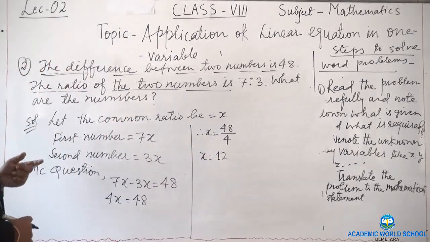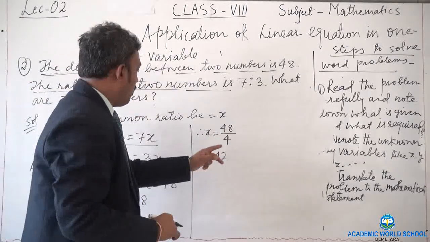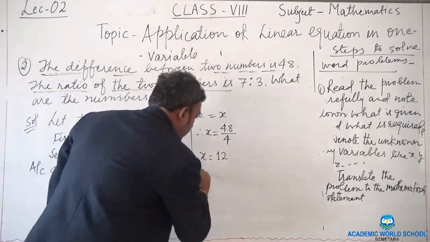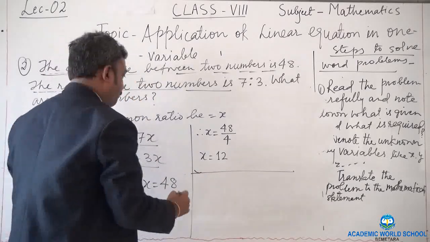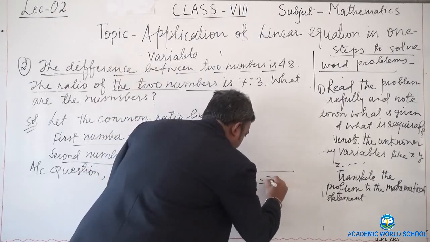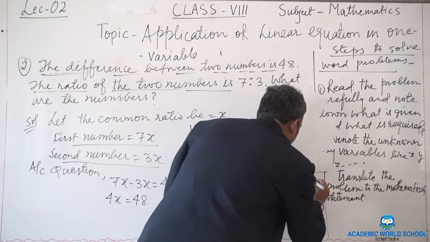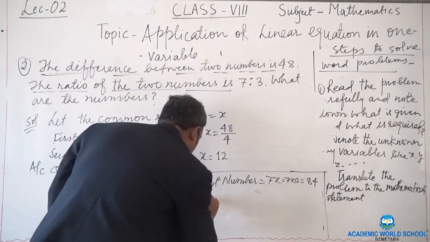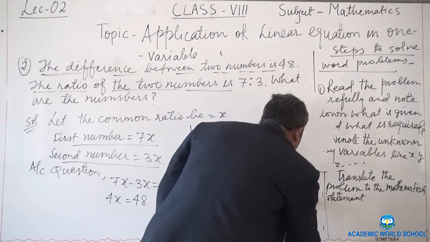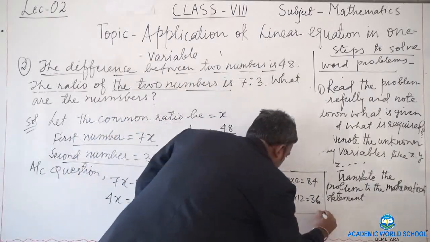Okay, we got the solution. Now we need to find the first number and the second number. This is the value of what we have assumed here, the common ratio. We have not got the number yet, so we are going to get the number now. So the first number is 7x, which means 7 into 12. 7 into 12 will be 84, and then the second number is 3x, which means 3 into 12, 36. We got the numbers.